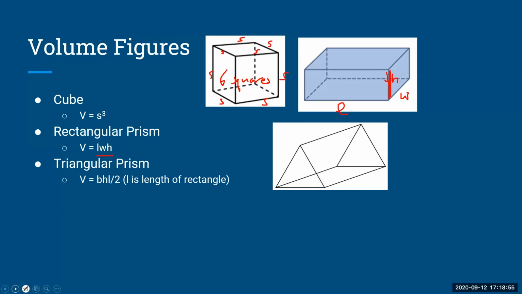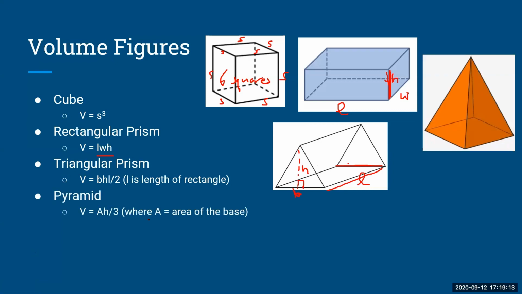Triangular prism. So this is basically base times height times length. Now this is because the triangle has base and height, and then divide by 2. So L is the length of this rectangular part. Then you have the base right here.